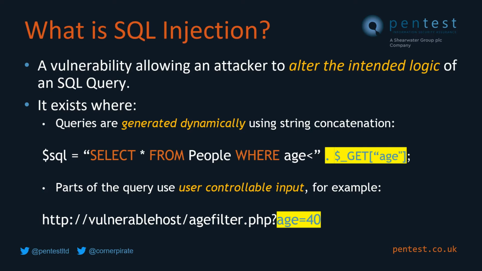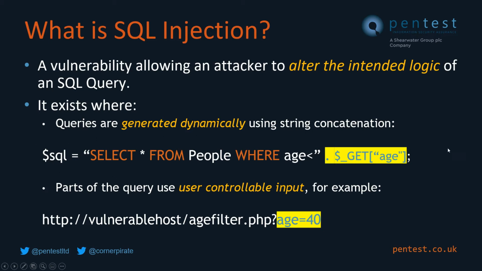That's my little bit there. Alter the intended logic. That is the key bit. So if there's ever a point where an attacker can find a vulnerability and they can manipulate the intended query to return something else, then the chances are you've got an exploitable weakness, and that's the important thing. So it exists where queries are generated dynamically using string concatenation.